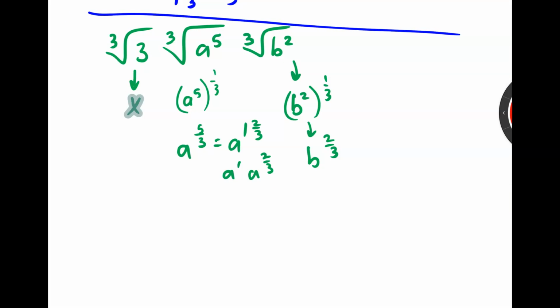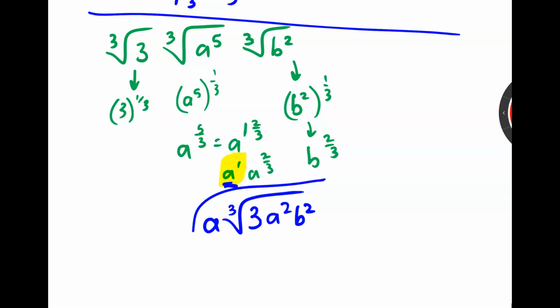The other way is so much better. So this is 3 to the 1/3. I can't do anything. It's just 3 to the 1/3. So the only thing that doesn't have a fraction in the exponent, doesn't have a bottom, is the a. So I pull out an a, and everything else I keep inside the radical. So I pulled out an a, and then I have the cube root of 3, a squared, b squared.